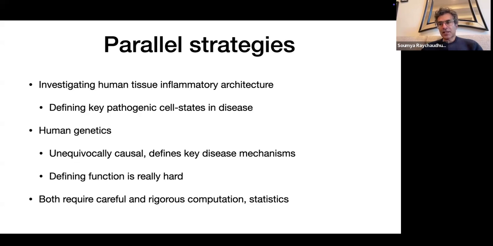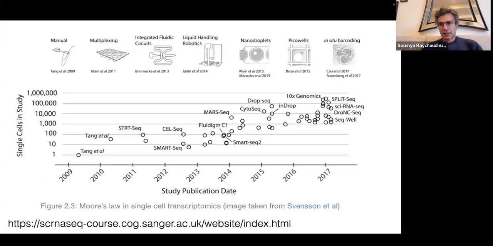The downside of human genetics is while they point to causal mechanisms, defining the function of those genetic differences between individuals that puts one person at greater risk and one person at lower risk of a disease. Finding those alleles with genome-wide association studies has gotten easier, but understanding what those alleles do continues to be difficult. And both of these approaches require careful and rigorous computation and statistics.